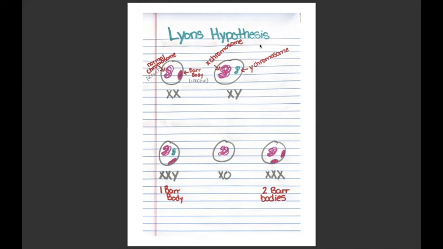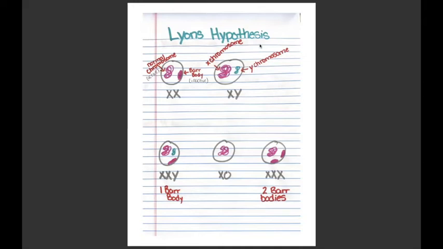To understand Lyon's hypothesis, you have to understand the basics. First, let's look at a normal female sex chromosome, which as you can see is XX, which means that there are two X chromosomes, while a male has XY, which means that he has one X chromosome and one Y chromosome. A female can only have one activated X chromosome at a time. Therefore, a Barr body must form.